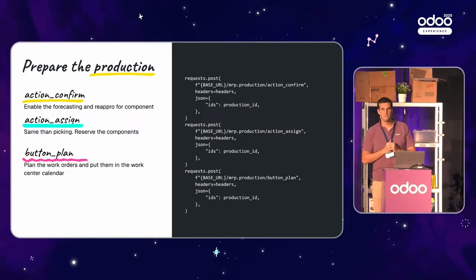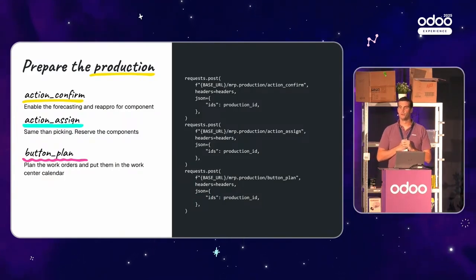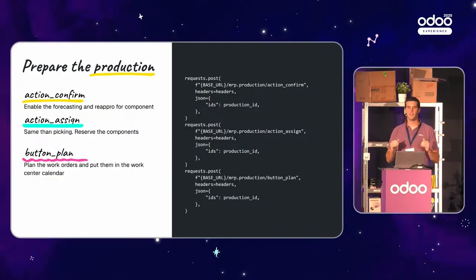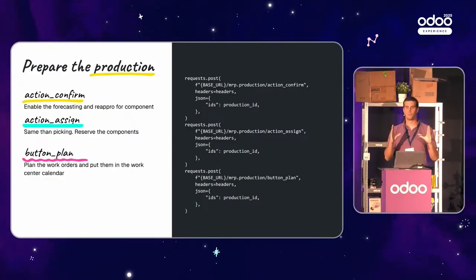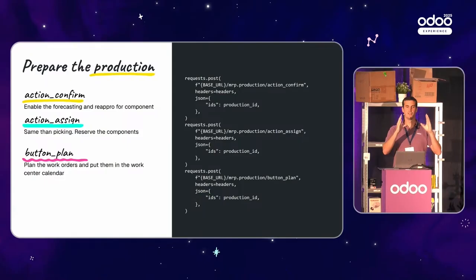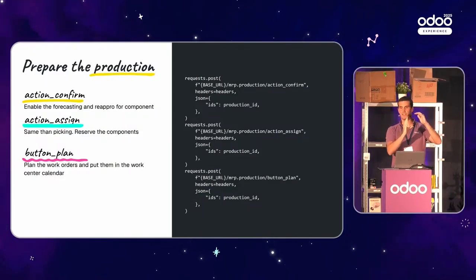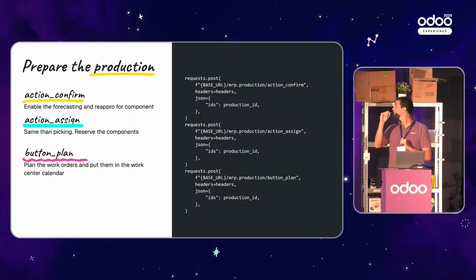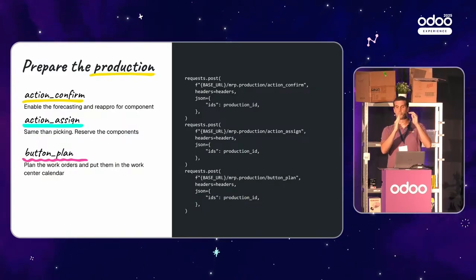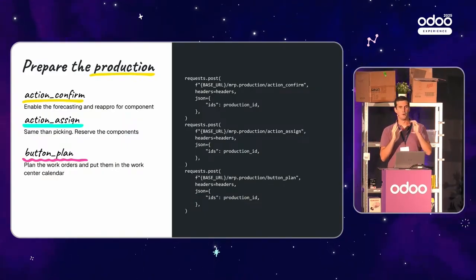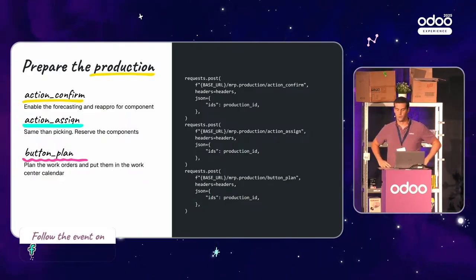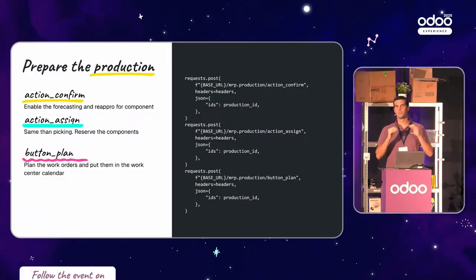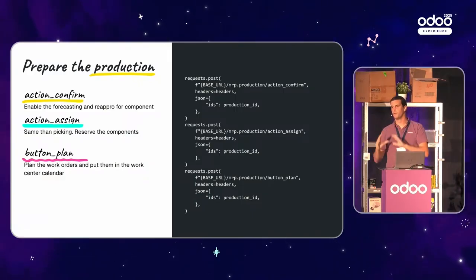It's the button plan, and the button plan is only used if you have work orders. If you don't have any work orders, it's useless. It just means now I want to plan all my work orders. It means I want to block them in a schedule, so they take a slot, and it won't be taken anymore for future work orders. If you plan multiple productions at the same time, it will lock all the schedule for your work orders.